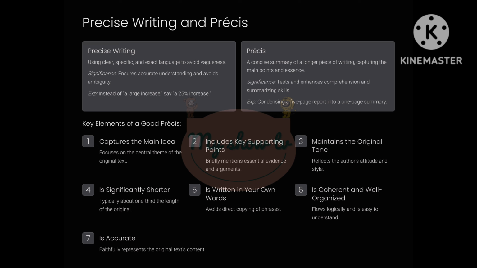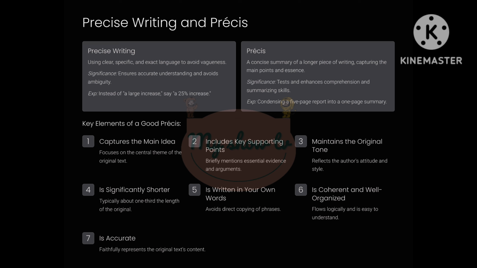The significance of precise writing is that it ensures your reader understands exactly what you intend to communicate, leaving little room for misinterpretation. For example, instead of saying, "a large increase," which is subjective, precise writing would involve using a specific number, such as, a 25% increase. This leaves no doubt about the magnitude of the change.